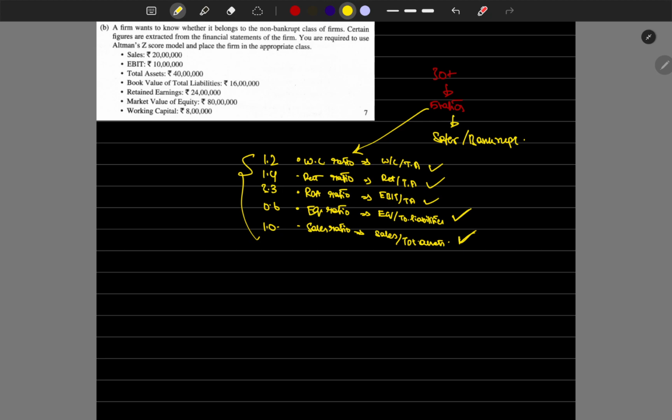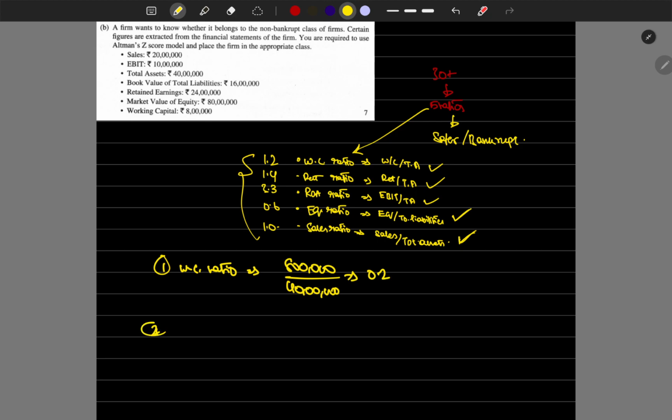First ratio is the working capital ratio: working capital 8 lakh divided by total assets 40 lakh. We don't need to multiply by 100 or put it into percentages, because we are going to insert the values directly into the formula. So it is 0.2.